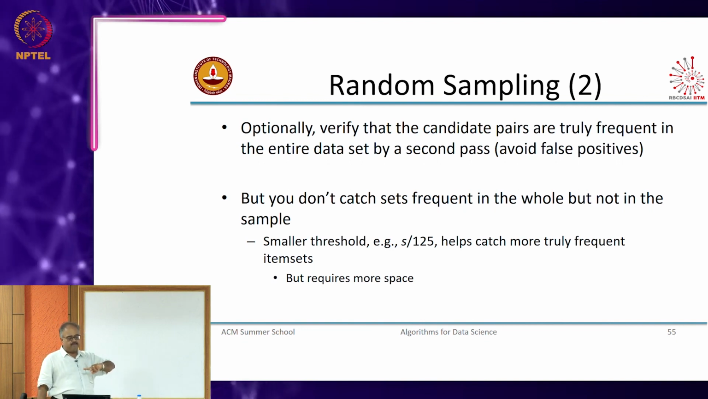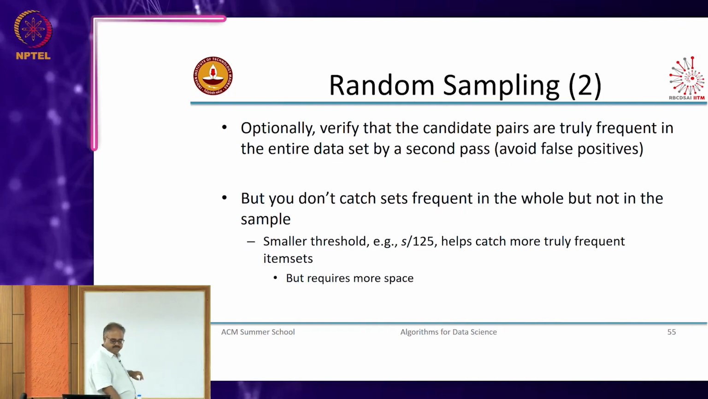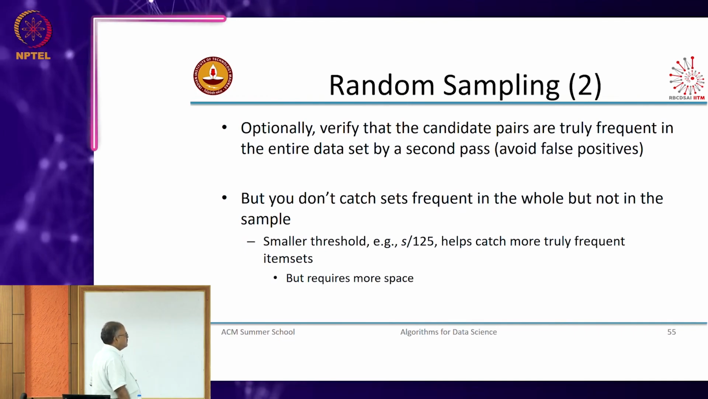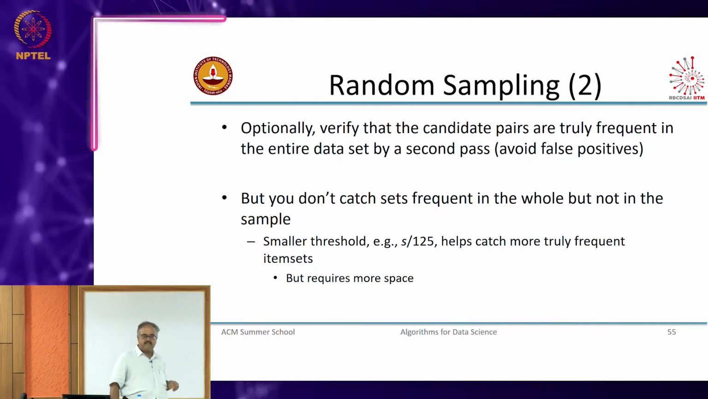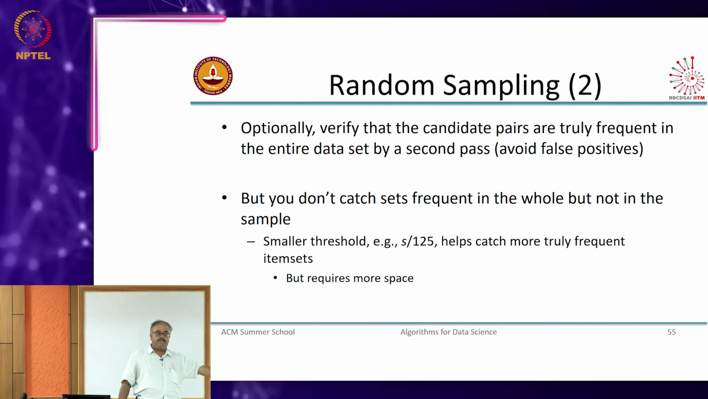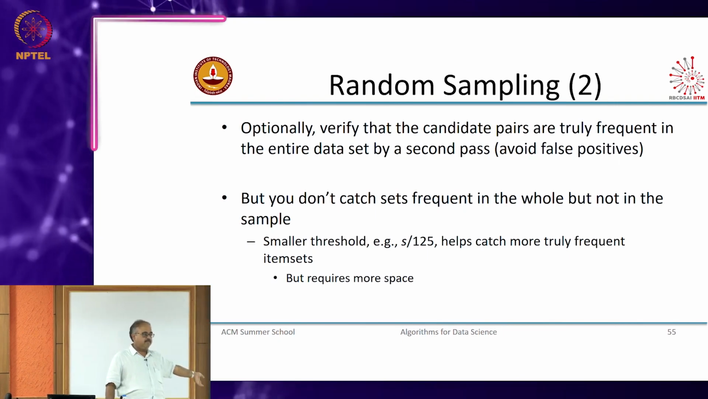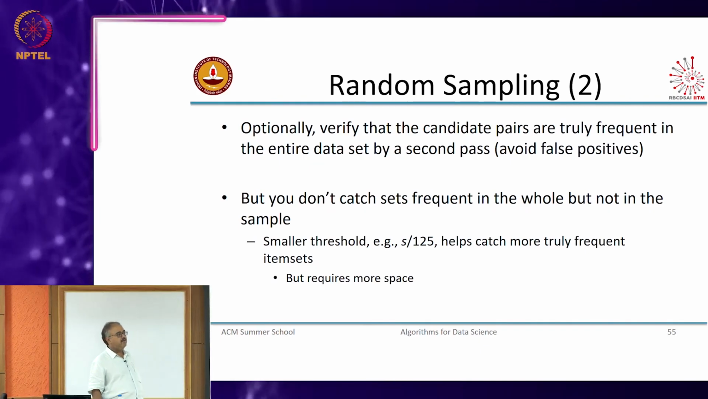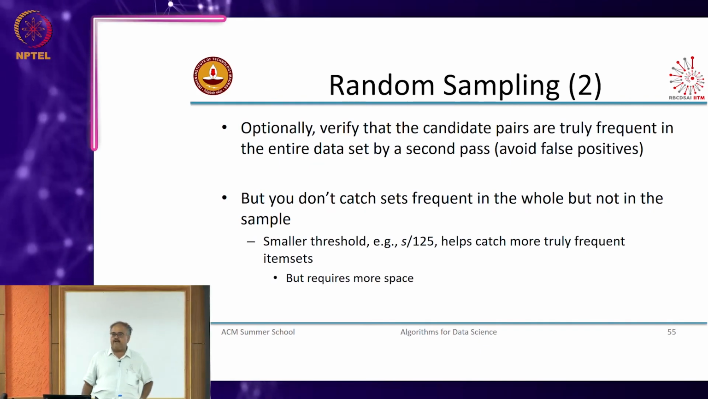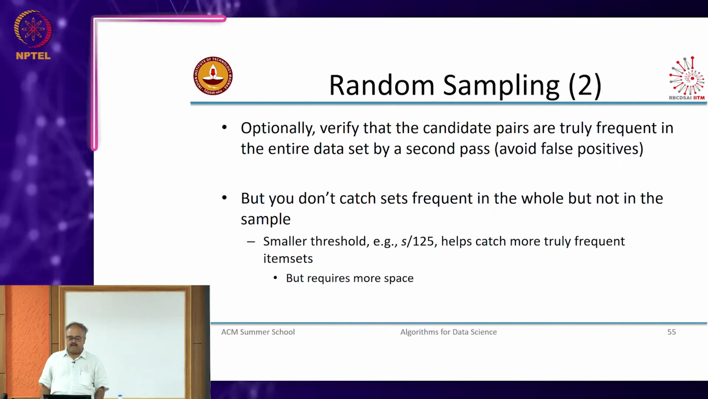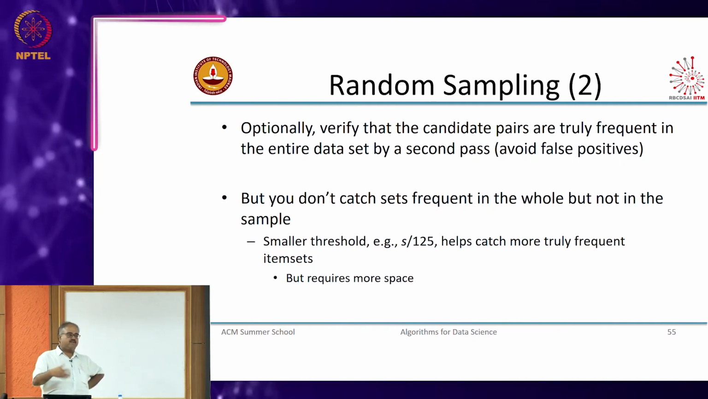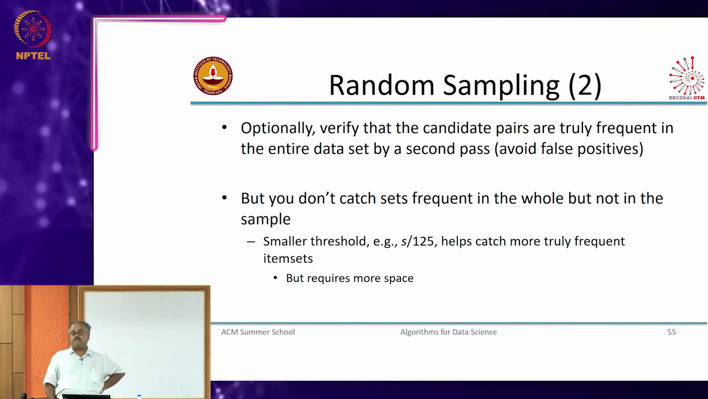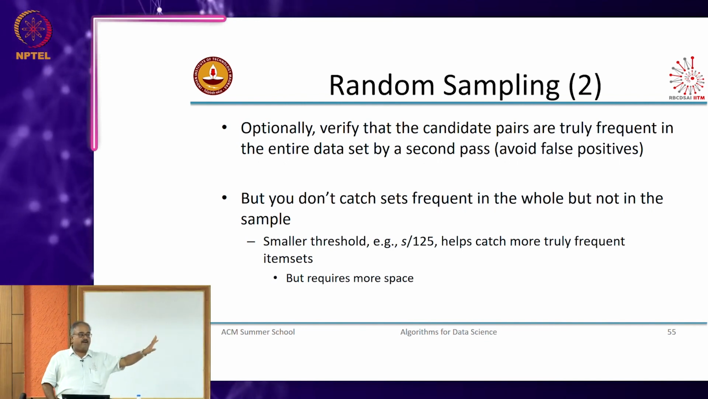So what is the price you are paying? False negatives. Things that were thrown away by your a priori algorithm as not being frequent in the sample will not be caught now. So there is a chance that you will miss certain truly frequent item sets, but there will be no false positives because you are actually verifying this again on the full data. So within 2 passes. If you do not care about false positives, you can be done in 1 pass.